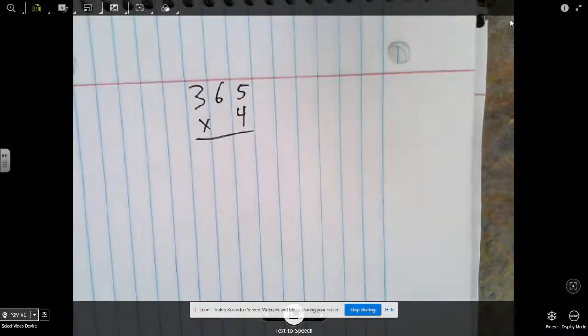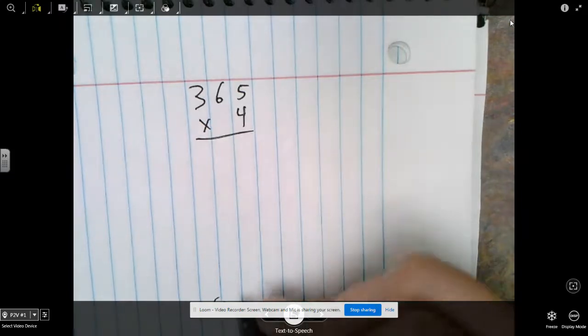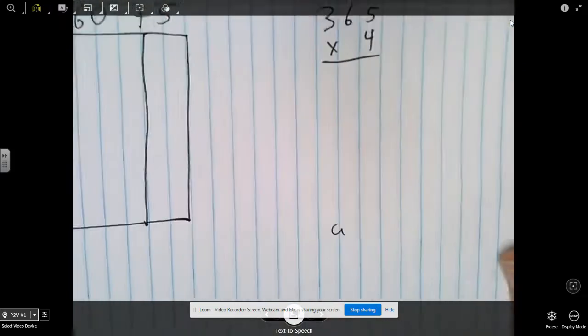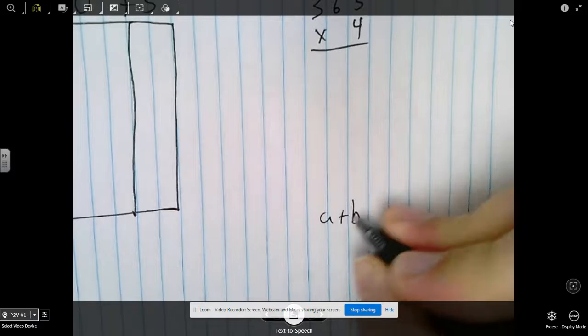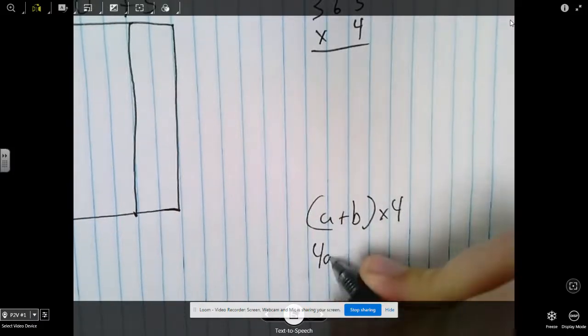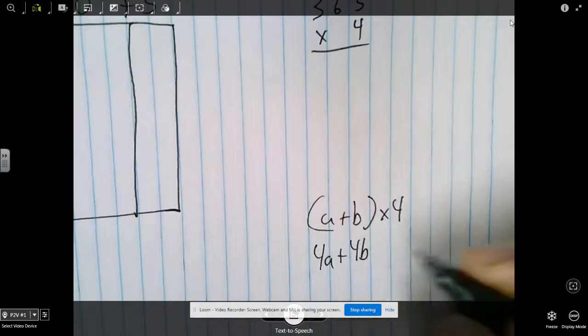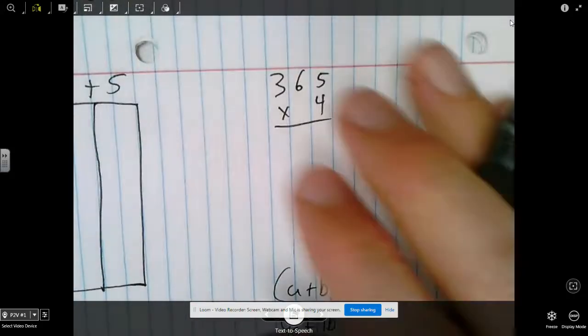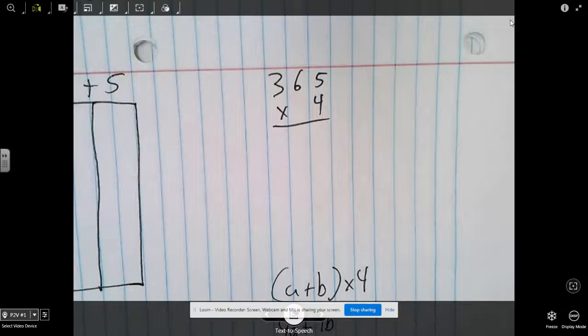Okay, so distributive property is used throughout the multiplication process. A lot of times as adults, we think of the distributive property whenever we did algebra, like A plus B times 4. We would know that this is 4A plus 4B. We're going to look at how this is integrated within 365 times 4.